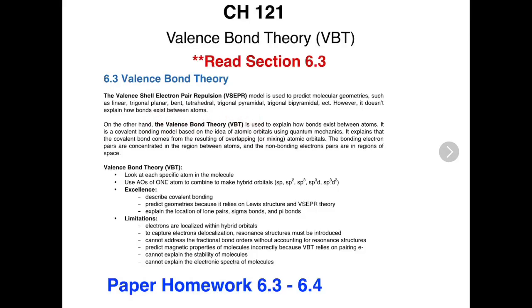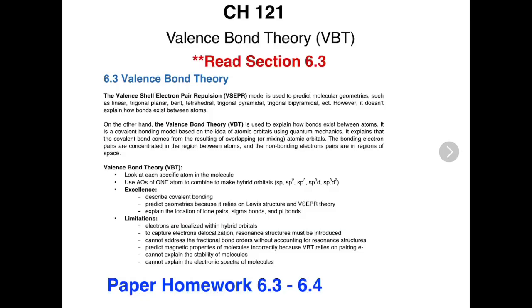The valence bond theory uses the idea of the atomic orbitals of a specific atom, and we are going to combine those together to make hybrid orbitals. We're going to talk about this in just a few slides. The VBT helps us understand the covalent bond better, and relates it to the geometry that we learned from the Lewis structure and the VSEPR theory. There are some limitations that this theory cannot describe, and that's why there is another theory.